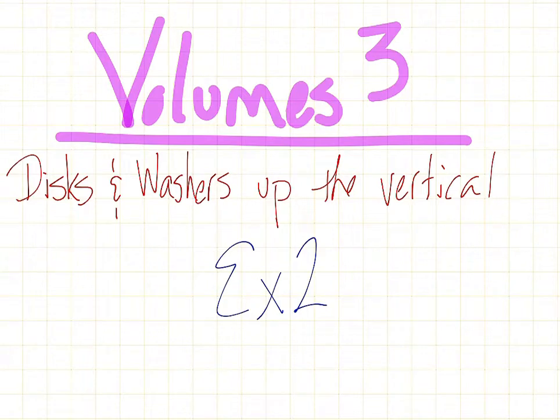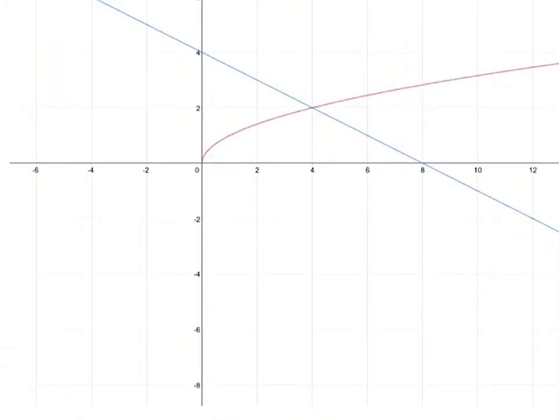Notes for volume 3. We're doing discs and washers up the vertical, and this is example 2. In example 2 we're looking at the area bound by the function y equals square root of x and the function y equals negative 1/2 x plus 4. The first thing we're going to do is find the volume that's created when you take this bound area in here and rotate it around the x-axis.